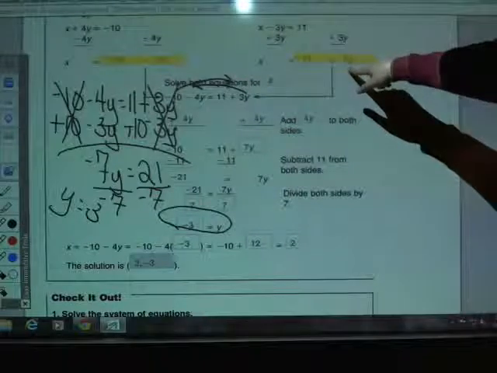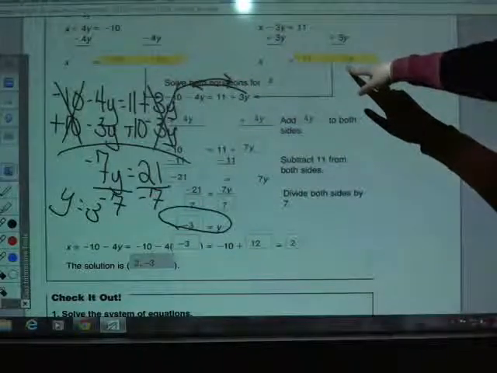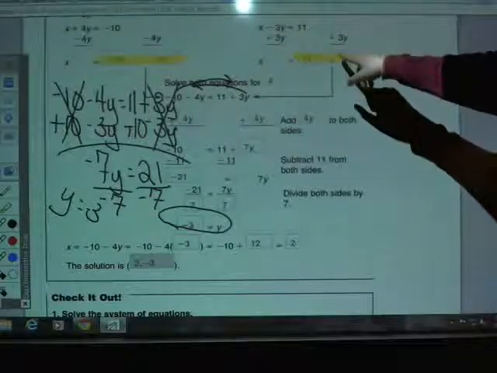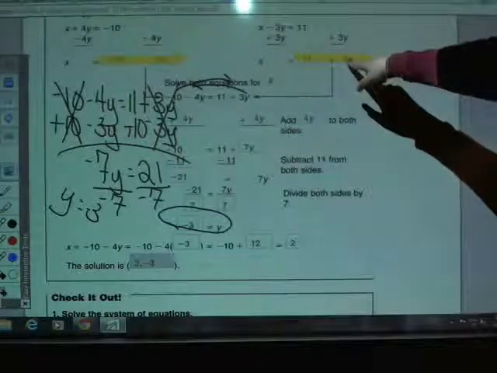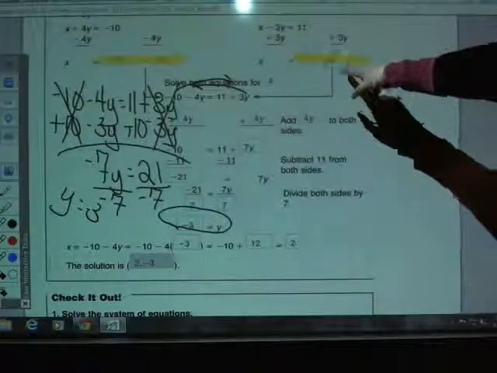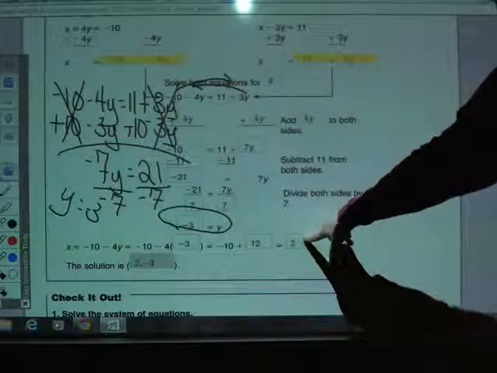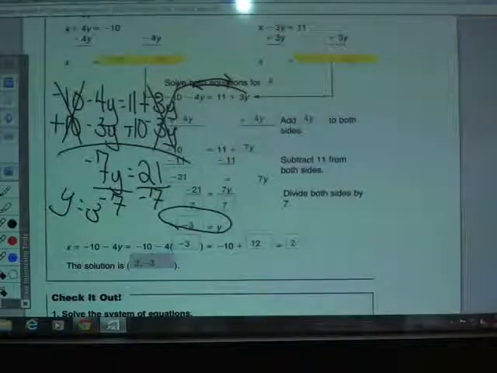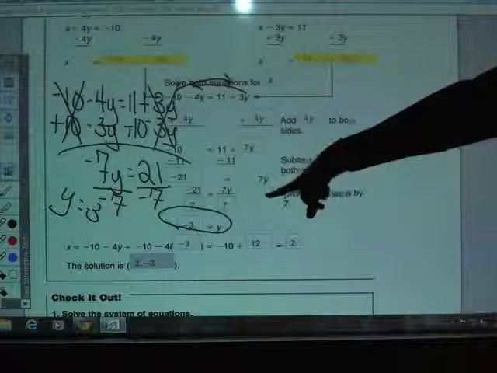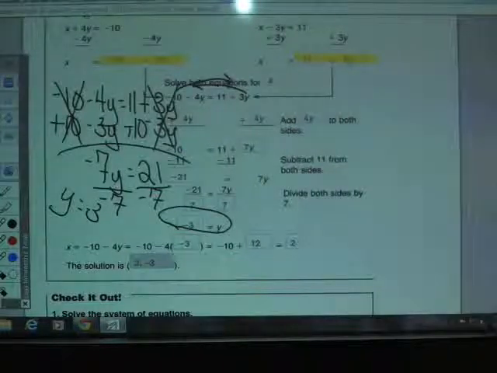Well, 3 times negative 3 is going to change into negative 9. So this is 11 plus negative 9. 11 plus negative 9 changes into 2, as you can see. So we now know that x is 2 and y is negative 3. We write our solution as an ordered pair, x comma y, 2 comma negative 3.